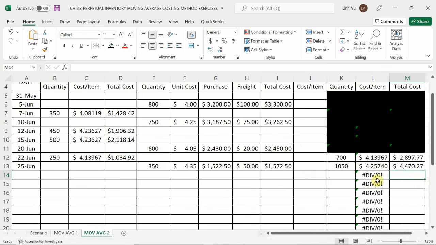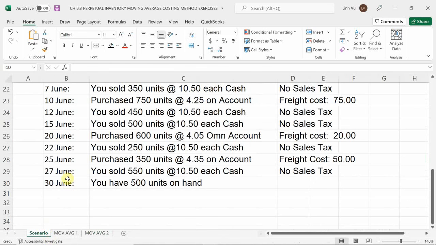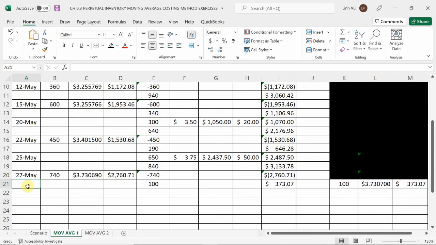So in this case, if I took my 4,470.27 divided by my 1050, my total quantity, I should get 4.2574. Okay. And then let's see what happened last but not least. Okay, so on June 27, you end up selling 550 units, which left you with 500 units at the end of June 30th.